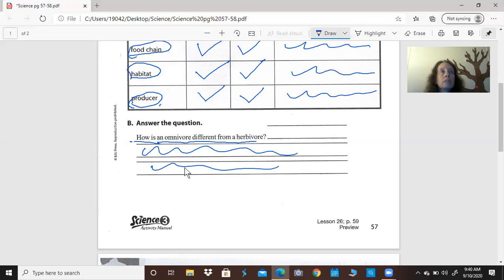Brianna, yes? No, this is an omnivore. It's a different word. It's a science term. Okay, then don't put anything down.